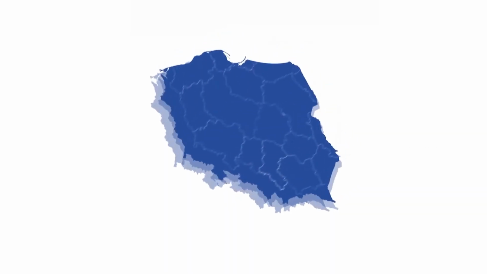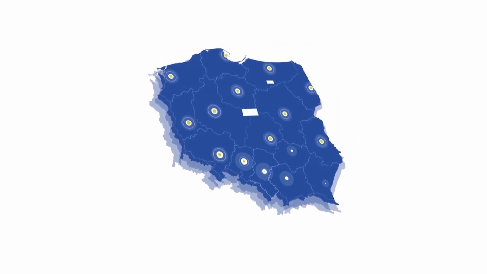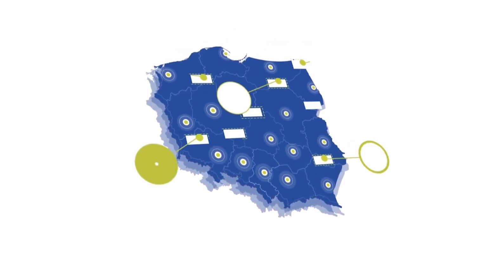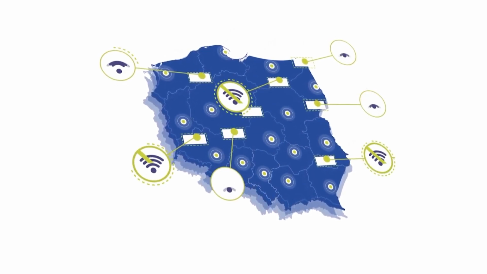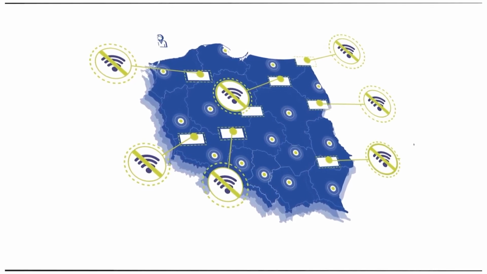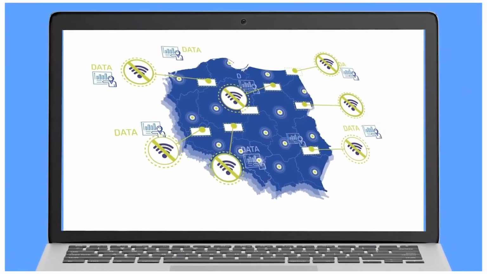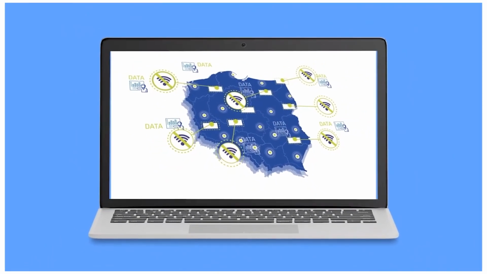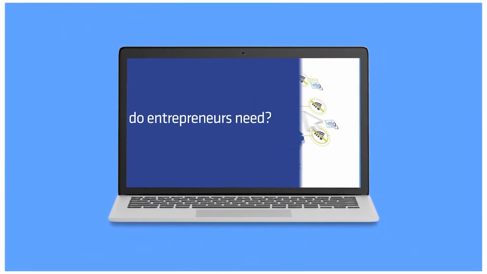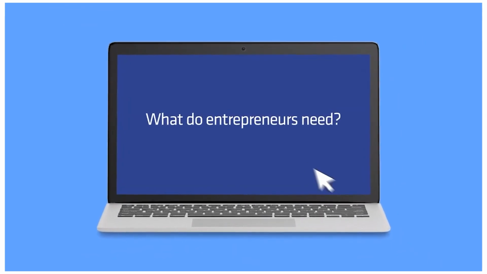There are still areas in Poland where telecommunications infrastructure is lacking, or investments are duplicated. Without access to reliable data, operators cannot make business decisions. This is why consumers wait longer for modern services. What do entrepreneurs need? Information.